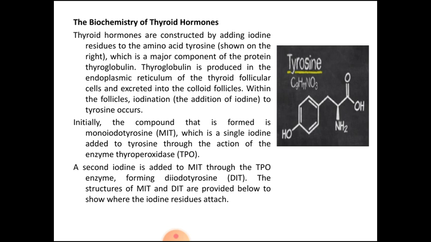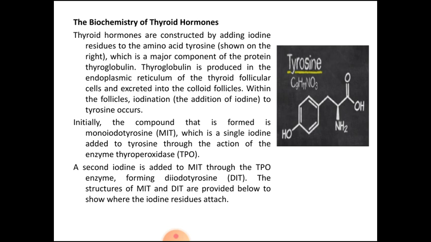In the next slide, the biochemistry of thyroid hormone. In this slide, I will show you how T4 and T3 are synthesized and released by the thyroid gland. Thyroid hormones are constructed by adding iodine residues to the amino acid tyrosine. So the main metabolism here is between tyrosine and iodine.